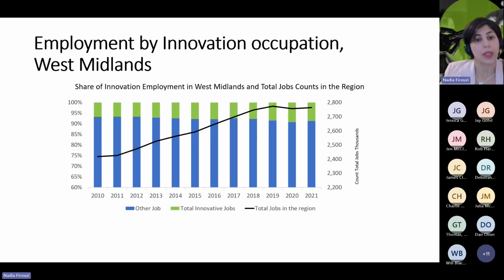A similar analysis was done for the West Midlands. This slide shows the share of innovation-related employment in the West Midlands from 2010 to 2021, while total jobs in the region, the black line here, are going up very smoothly. We again have a peak in 2019, but it's pretty stable compared to the East Midlands. So it rose gradually, and the share of innovation jobs, also in green in this chart, smoothly increased again from about 6 to 8%. When it comes to 2021, it's about 8% of the total jobs in that year.